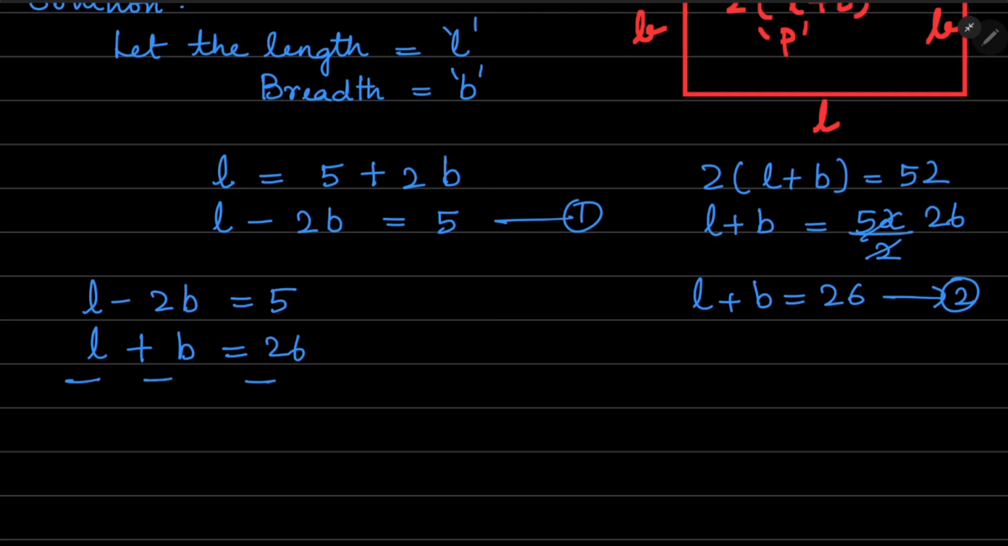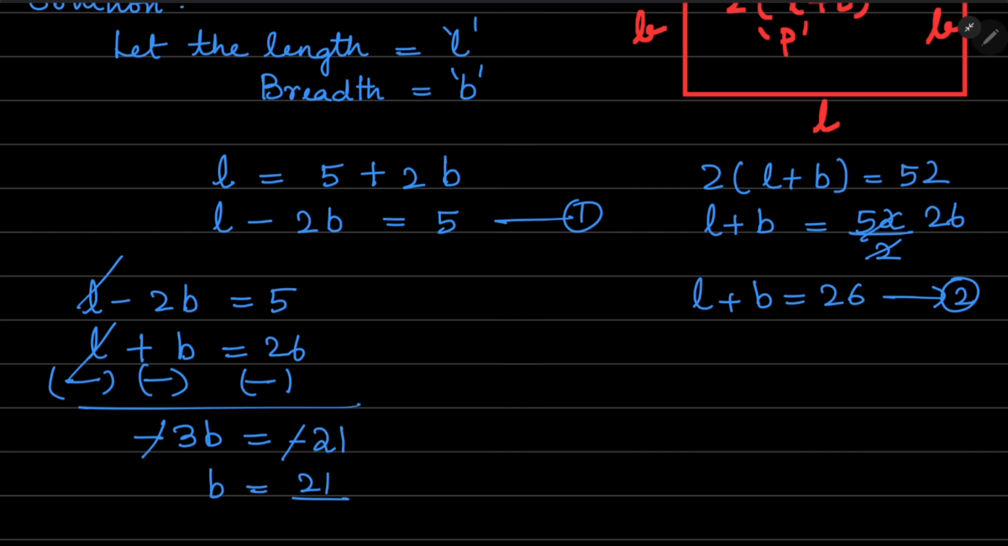Just change the sign. Plus L minus L will get cancelled. So minus 2b minus b. Whenever you're changing the sign, the new changed sign is what you have to consider. So minus 2b minus b is minus 3b, is equal to 5 minus 26, which is minus 21. Minus minus gets cancelled. What is b? 21 divided by 3, which is nothing but 7.